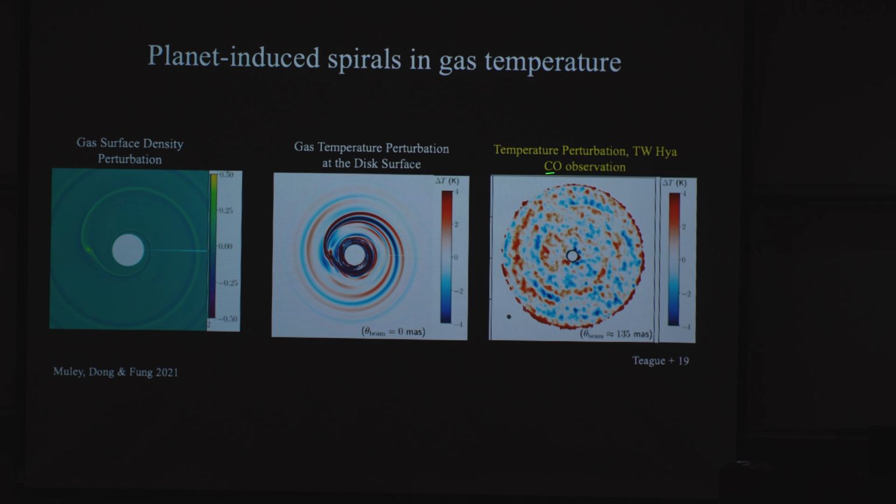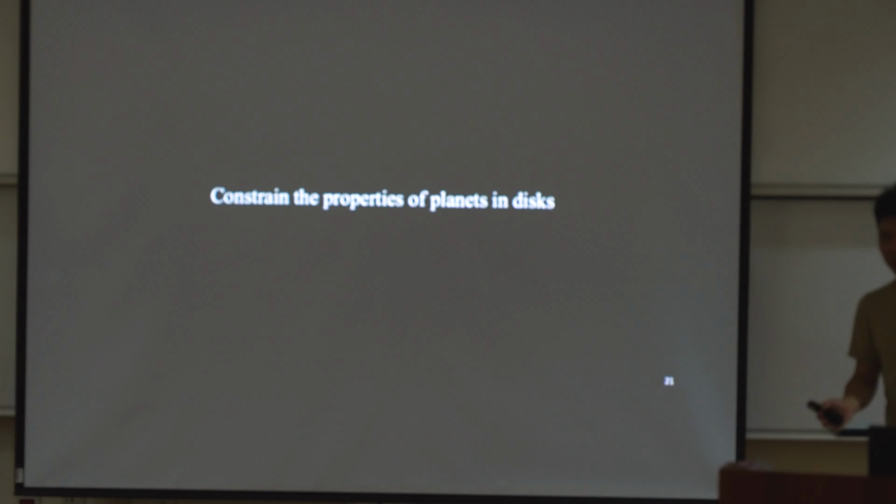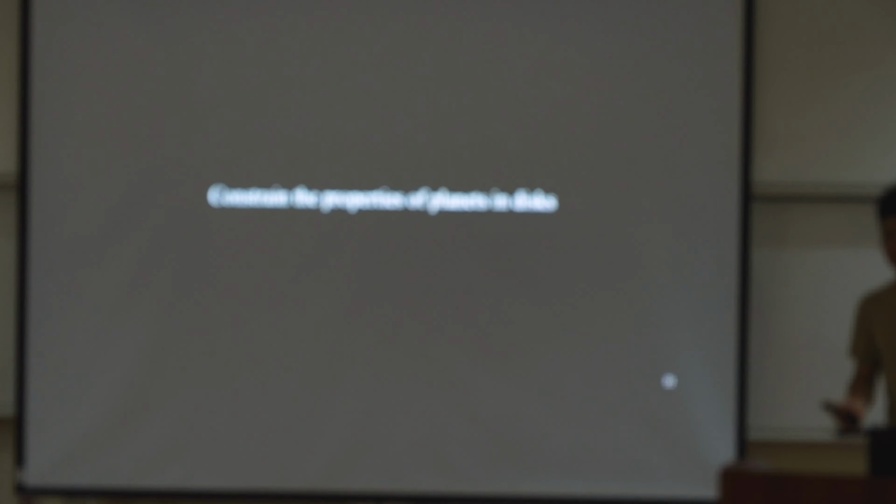The right panel shows an observed temperature perturbation map in a disk. So using molecular line observations, sometimes we can infer the temperature in the disk. And the color bar is arranged in the same way as the middle panel. So in the real disk, you also see a spiral-shaped blue and red pattern. They may be the temperature perturbation associated with the spirals produced by a planet. All right, so many disks have structures. Simulations show that at least some of them may be produced by planets.